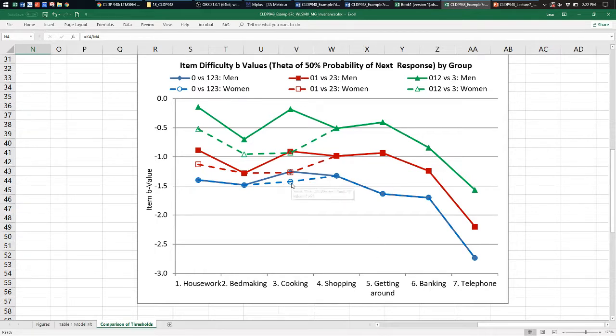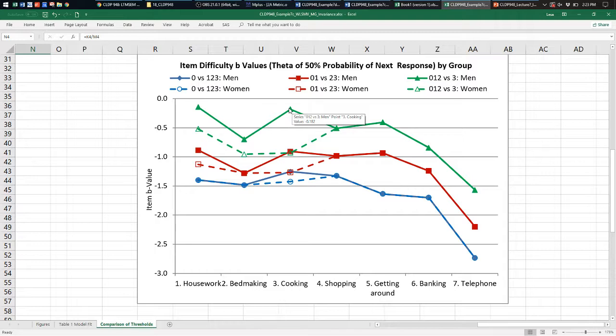So if I go to this one right here, to move from can't do it at all to at least can do it sometimes, women only need a theta of minus 1.4-ish, whereas men need a theta of minus 1.2-ish. Or if I look at the green one, there's a bigger difference here. To say, yes, I can cook, takes a theta of about -1 in women, but a theta of minus 0.25 in men. So it takes more latent ability in men to have a 50-50 shot at crossing that threshold than it does in women.